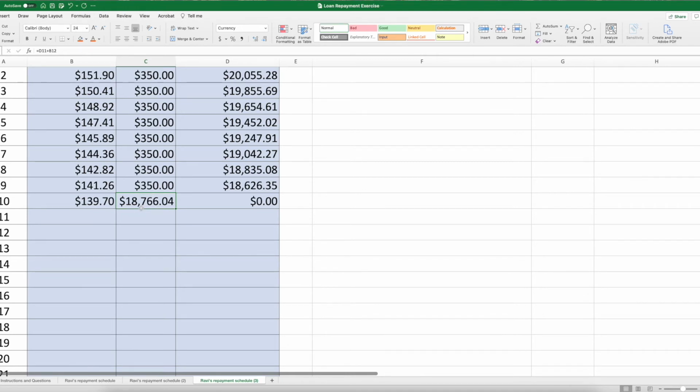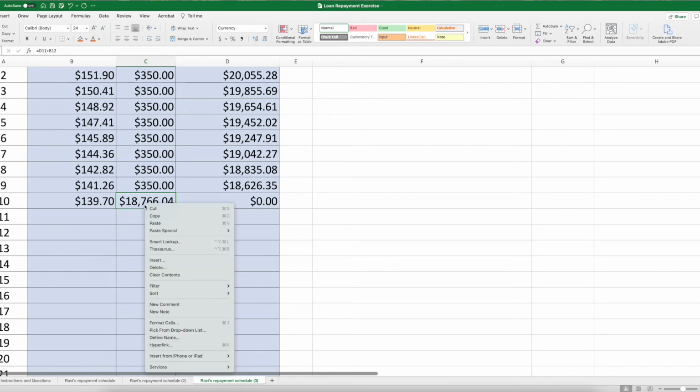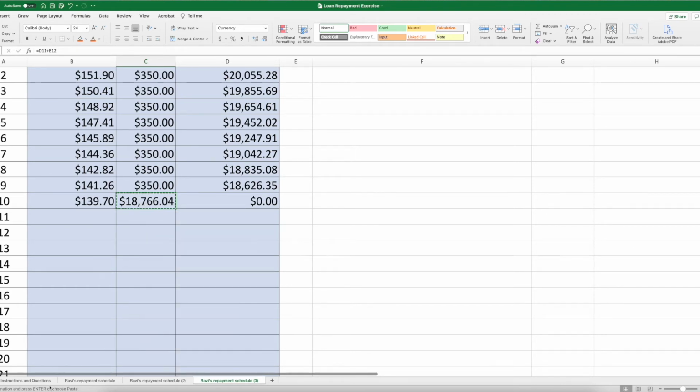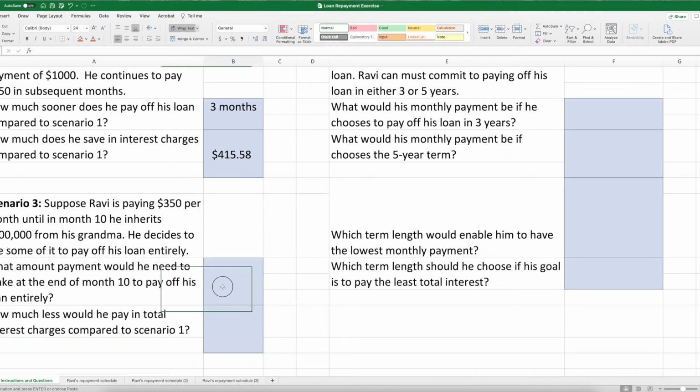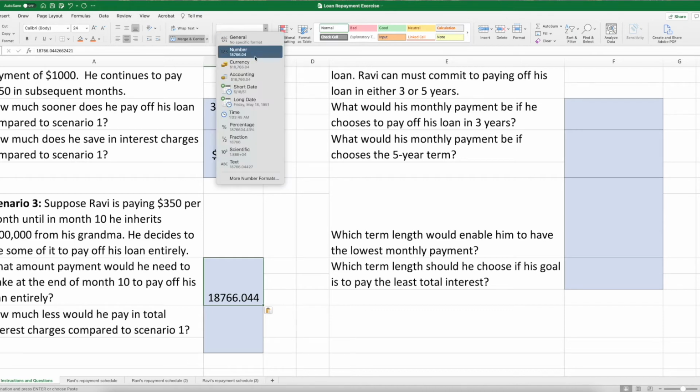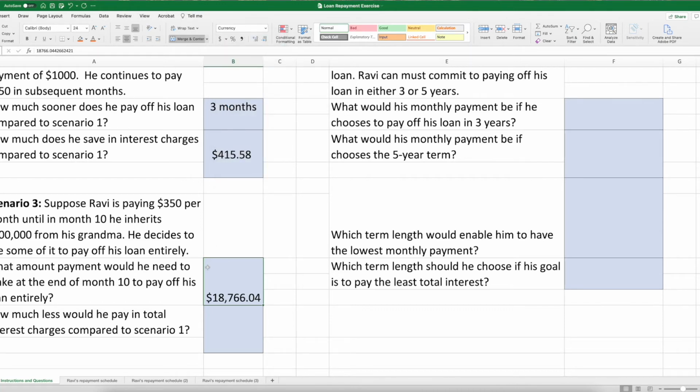Okay, so the amount that he would need to pay at the end of month 10 to pay off his loan is 18,766. I'm going to copy this amount to paste it in the answers. Okay, and I'm going to paste it as a value, and I want to make it a currency. Okay, so it looks good.